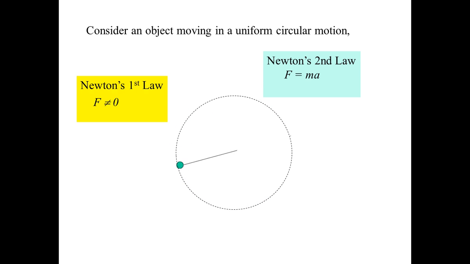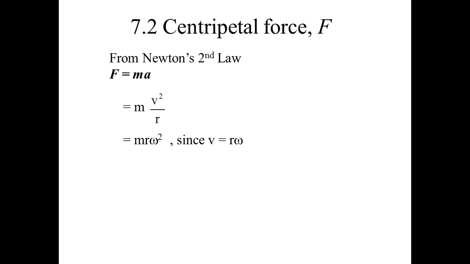So from the acceleration that we have derived previously, we can actually get an equation for F, which is the resultant force acting on the object in a circular motion. Okay, so using F equals ma, and your a will be v squared over r, we get the formula mv squared over r. Or you can also express it in terms of mr omega squared.